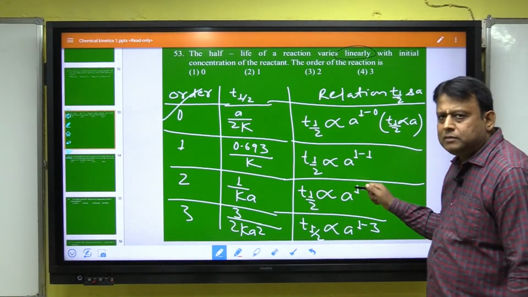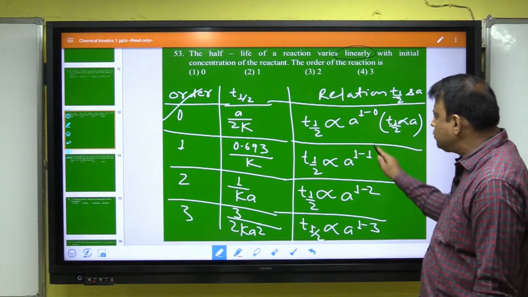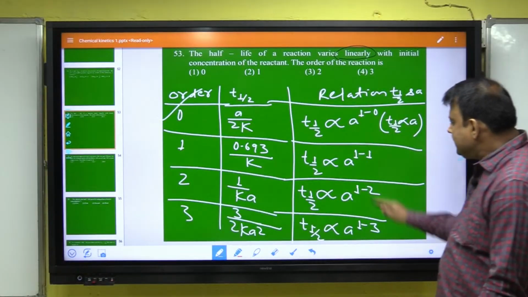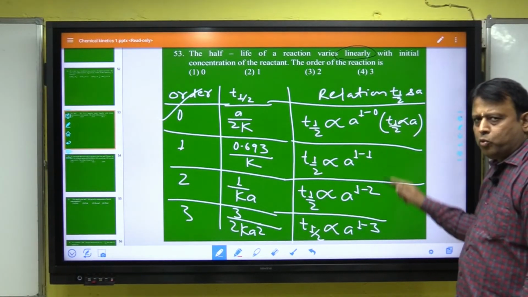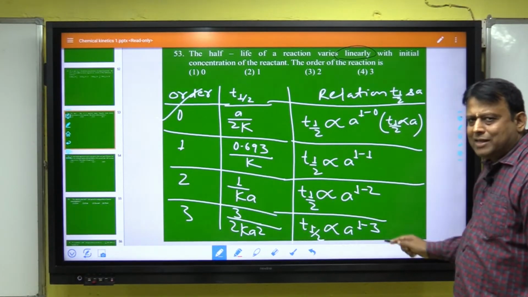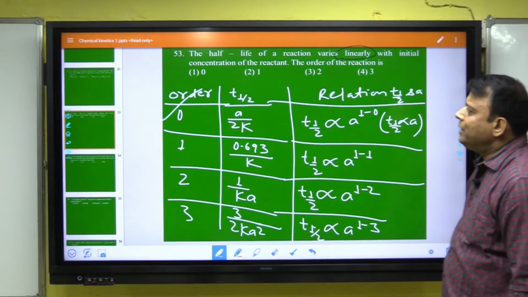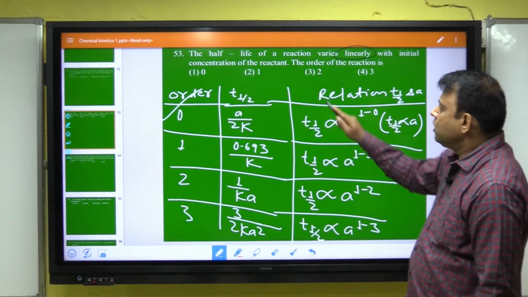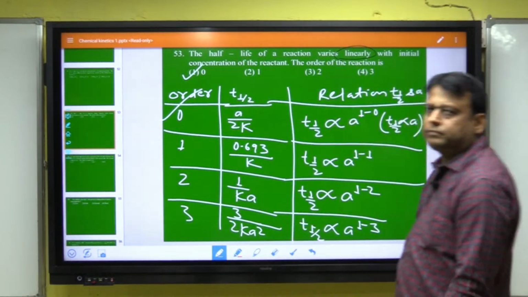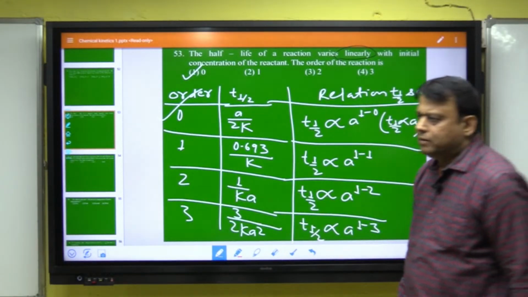Not in first, because T half is proportional to A to the power 1 minus 1, it is constant. In second order, 1 minus 2, that means minus 1, inverse relation. 1 minus 3, minus 2, inverse square of concentration. And hence the option is number first, zero order. Clear? Question 53 done. Next.